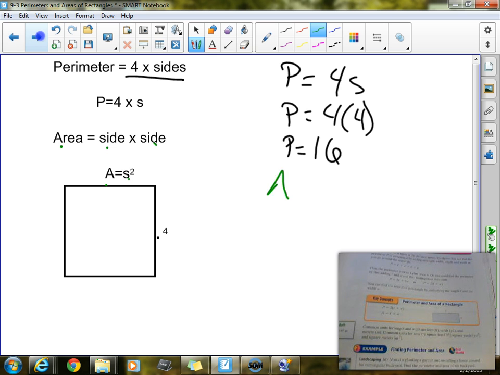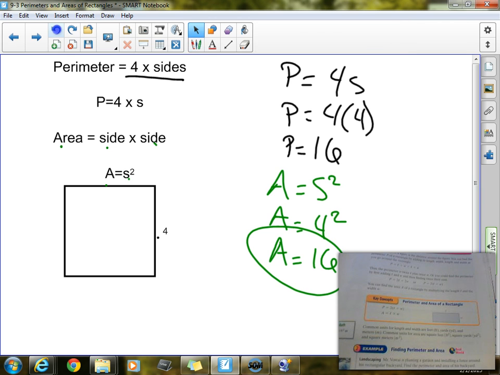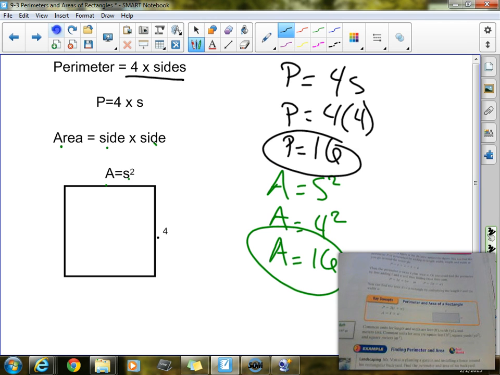So in this case, A equals side squared. So A is going to equal 4 squared, and hopefully you remember that 4 squared is going to be 16. Now this is not the case with every square, but this is unusual. We see the area and the perimeter is actually the same, and that's okay. That's okay in this case.